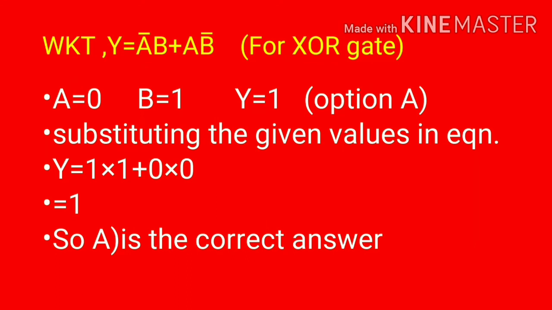We know that for XOR gate y equal to a bar b plus a b bar. Here option A, a equal to 0, b equal to 1, y equal to 1. Therefore, substitute the values in the above equation. Y equal to a bar, for a equal to 0 it is 1, for b equal to 1, and plus a, 0, into b bar, 0. Multiplying and adding we get 1. So A is the correct answer.